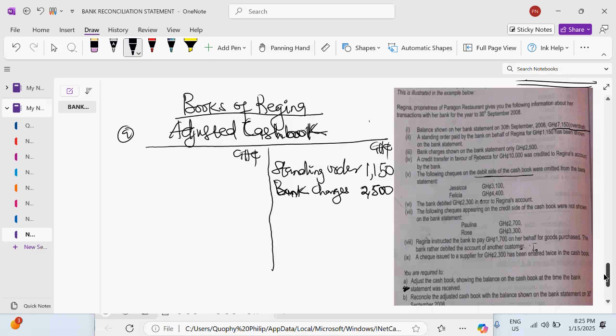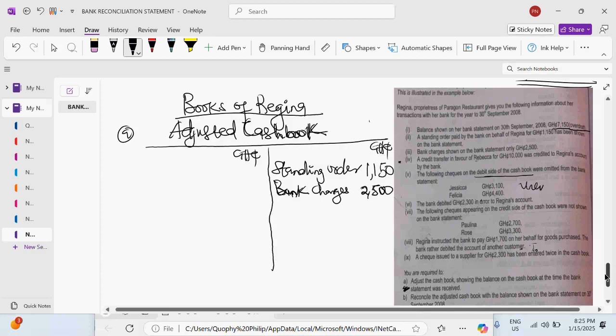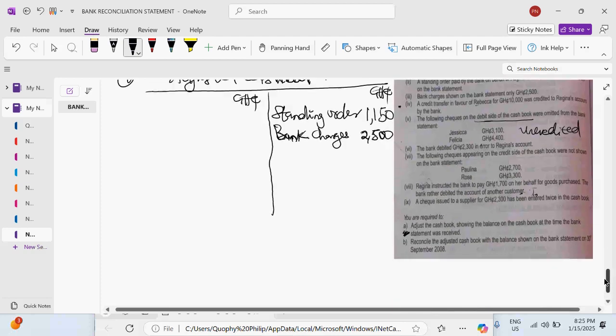So a credit transfer in favor of Rebecca was credited to Regina's account. If it was credited to Regina's account, it will affect the bank statement. So we would ignore that. It will not come here. The following checks were debited, and so on. So that is uncredited checks, right? Then what else?